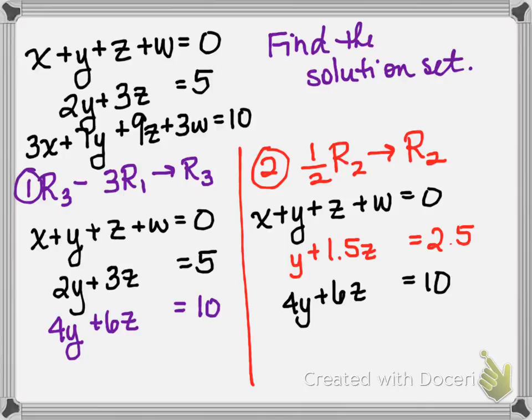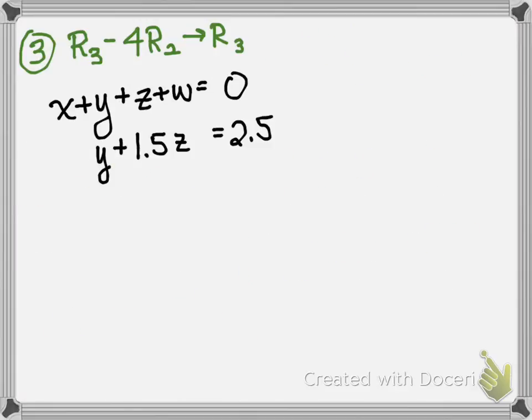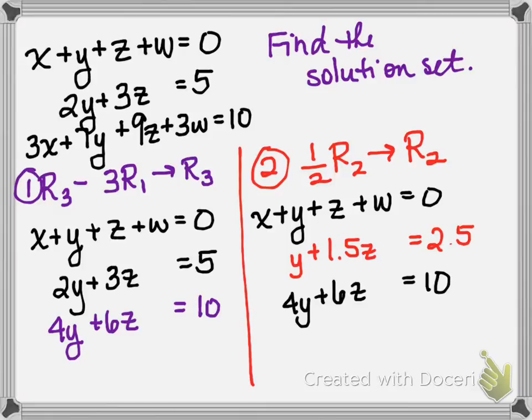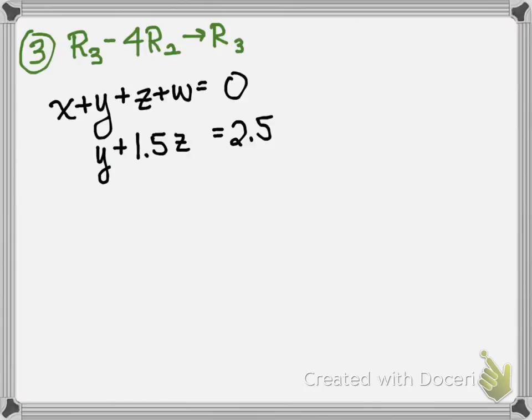After I've ensured that row 2 has a leading 1, I make sure that all equations below row 2 do not have a y variable in them. So that means I'm going to replace row 3 with row 3 minus 4 row 2. Rows 1 and 2 stay the same. And actually, row 3 totally cancels out.